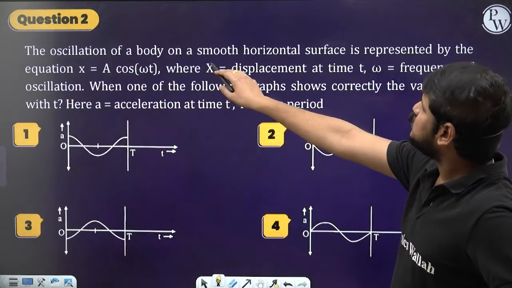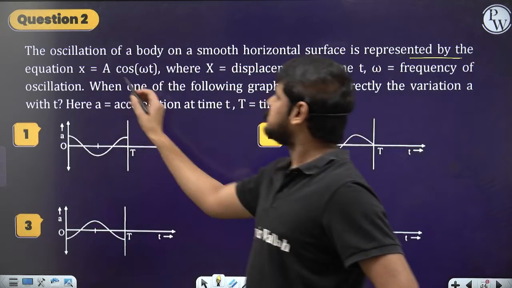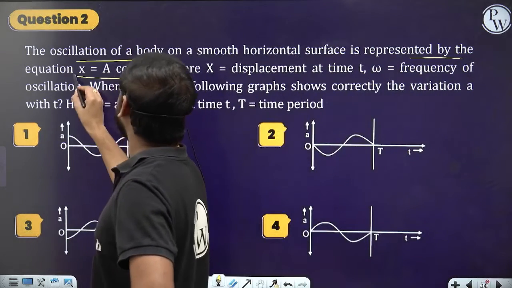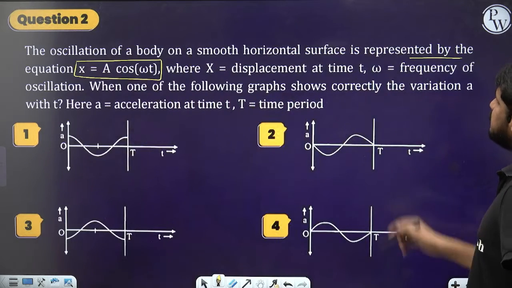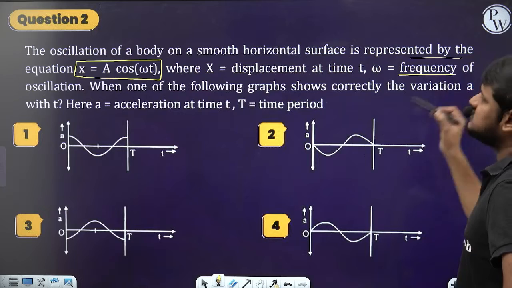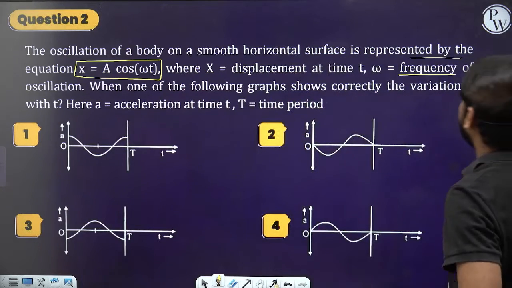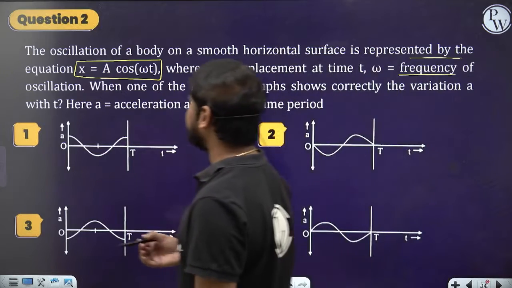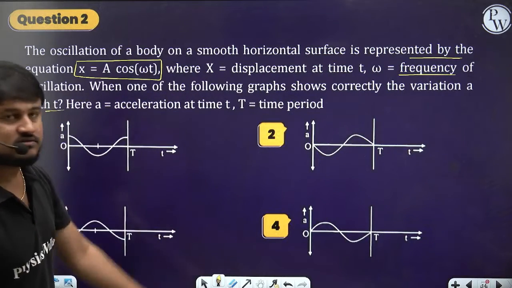The oscillation of a body on a smooth horizontal surface is represented by the equation given in the question, x equals a cos omega t. Where x is the displacement at time t, and omega is the frequency of oscillation. Which of the following graphs correctly shows the variation with t? So the acceleration versus time curve we have to see.